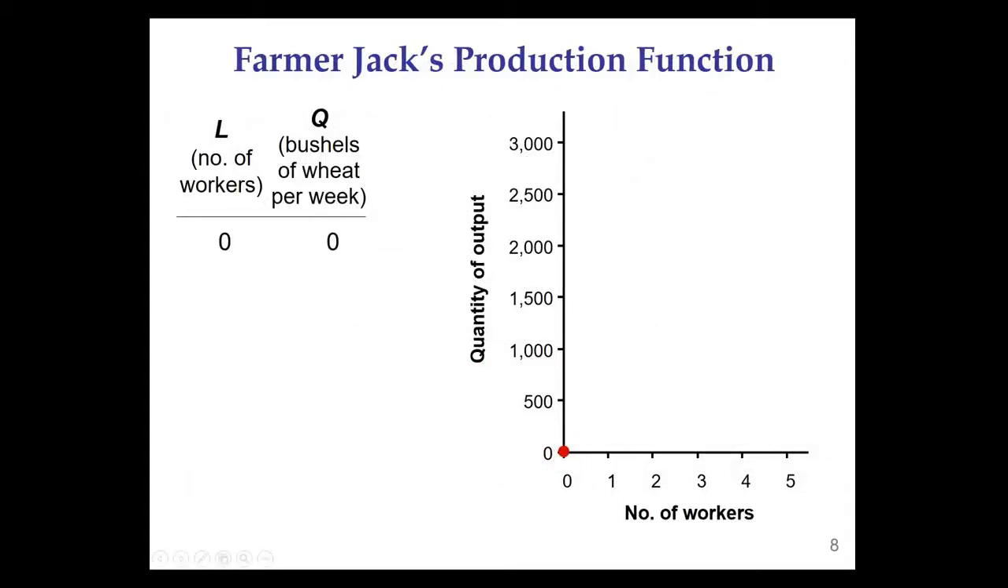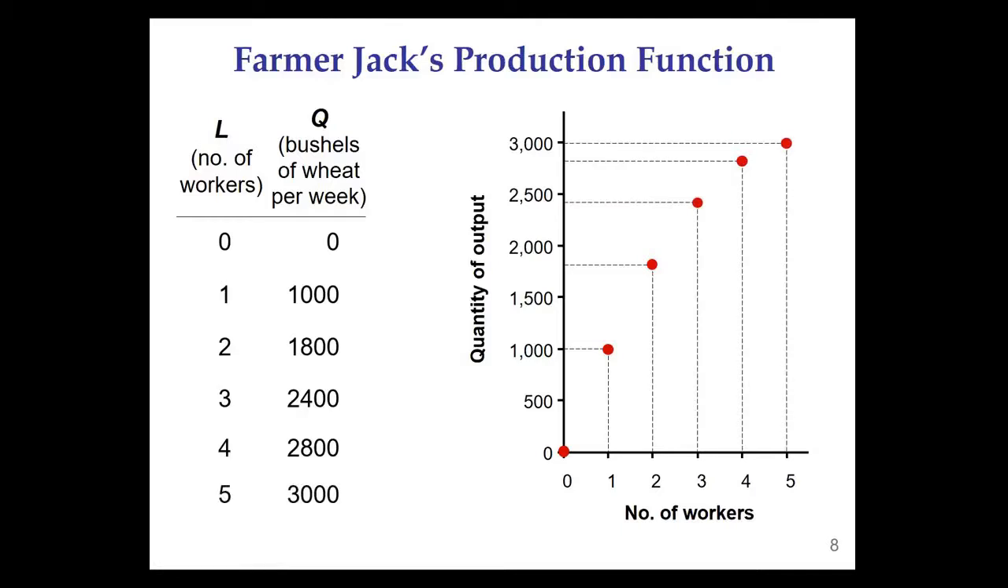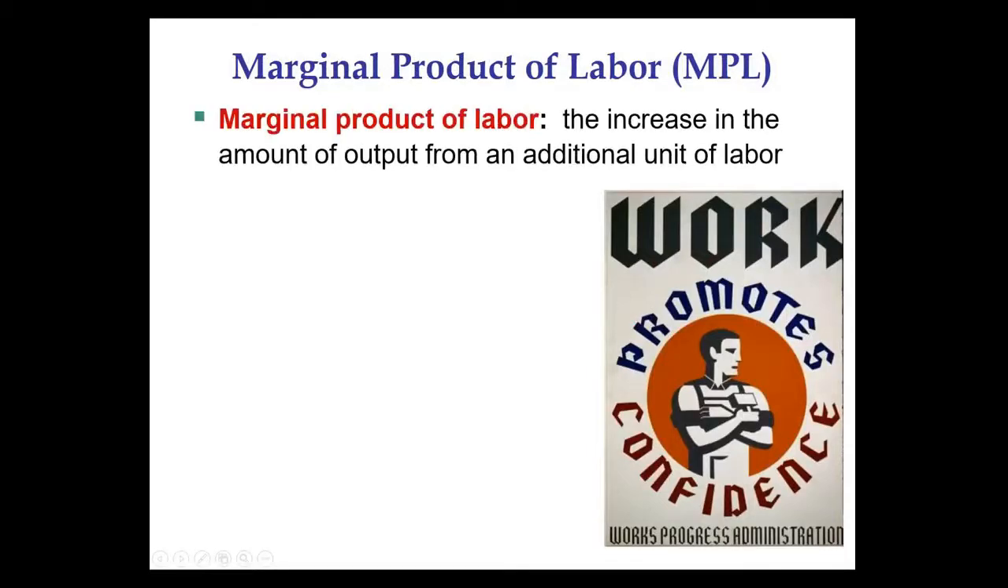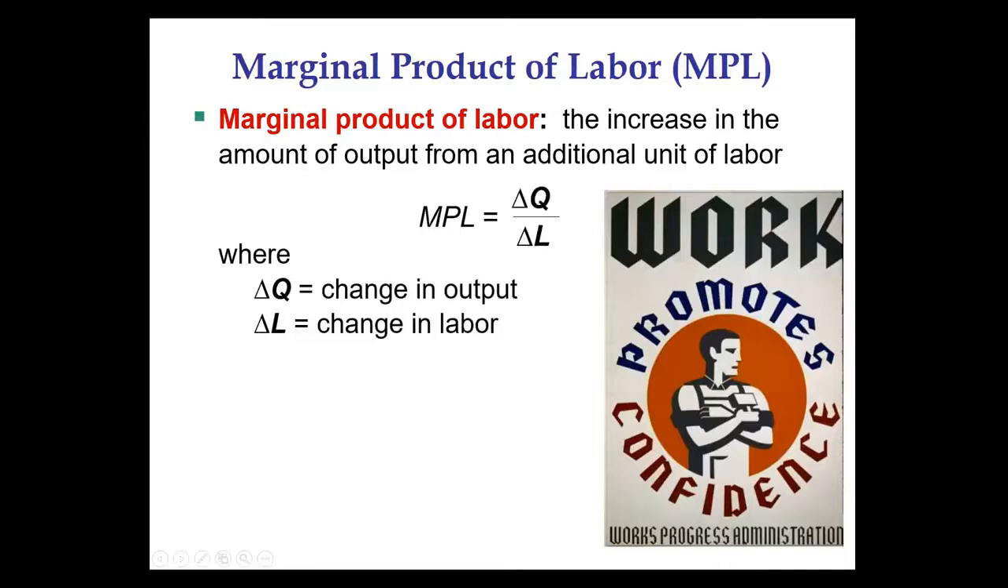You've seen these in the book. So we're going to produce some wheat. The more workers I get, the more wheat I'm going to produce. And eventually, we start to hit diminishing marginal returns, right? Those additional workers aren't as productive as the first couple workers, okay? So this leads us to something called the marginal product of labor. We need to know what this is. Marginal product of labor is the additional production from each labor unit, okay? And so the formula here is the change in quantity over the change in labor, okay?